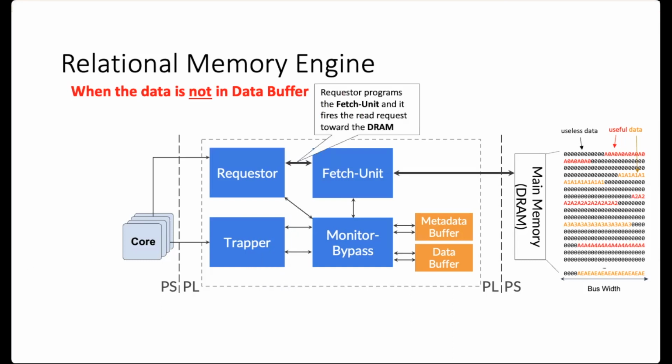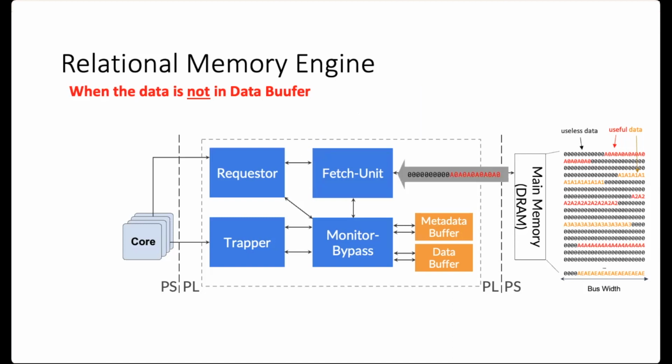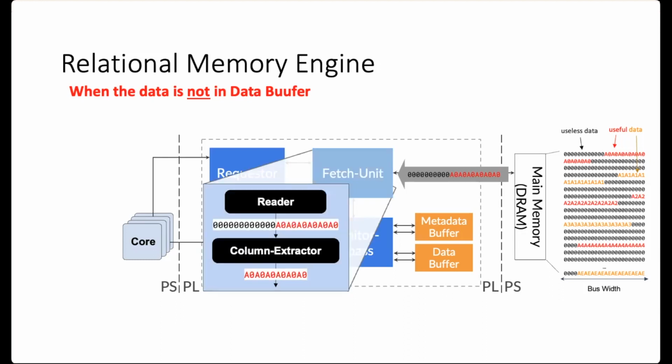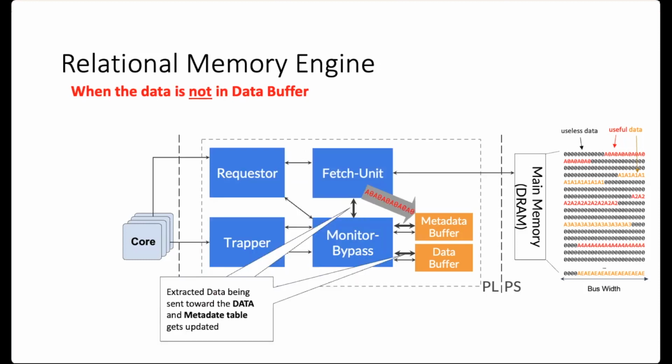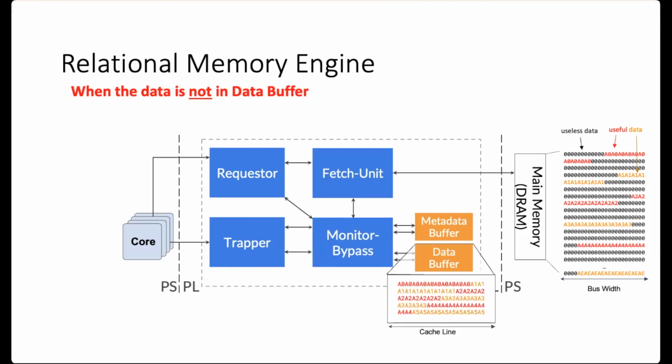Requester issues descriptors that indicate where to fetch the data from the memory and where the useful data is located. The fetch unit fires the read request towards the DRAM. Then the fetch unit retrieves the bus lines indicated by the descriptors, and the column extractor inside the fetch unit extracts the relevant parts. The extracted data is stored in the buffer, and the metadata for that cache line is updated. As a result, the CPU can see the table with only the desired columns.